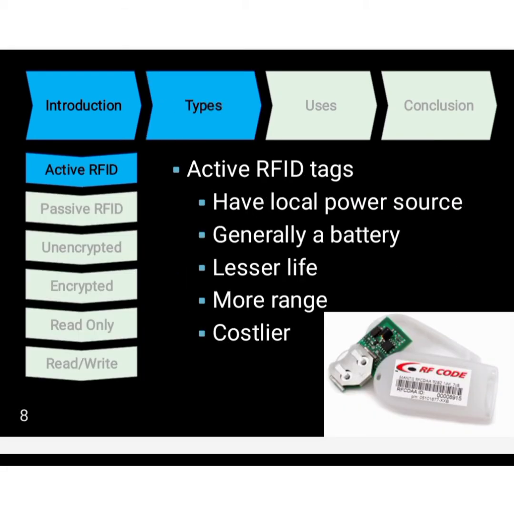Next, coming to the types of RFID. Basically there are two types, active and passive. Let's go first to the active RFID. This has a local power source. Generally, a battery or a cell is used. It has a lesser life, more range, and it is costlier.